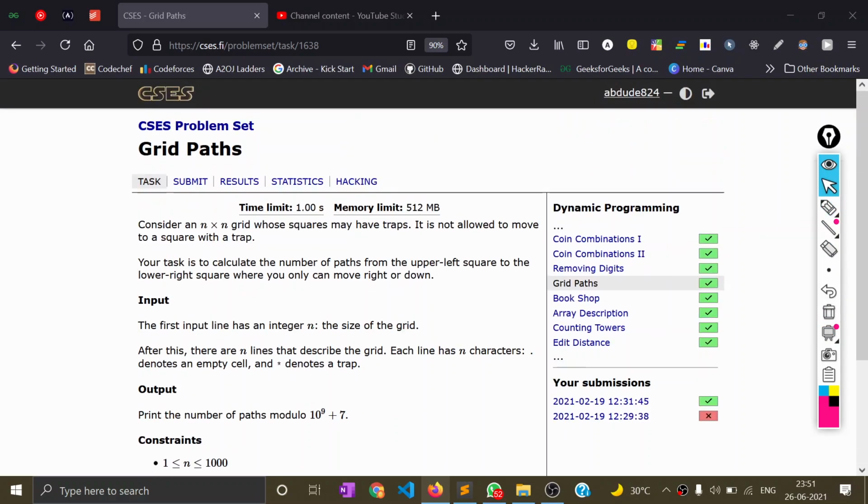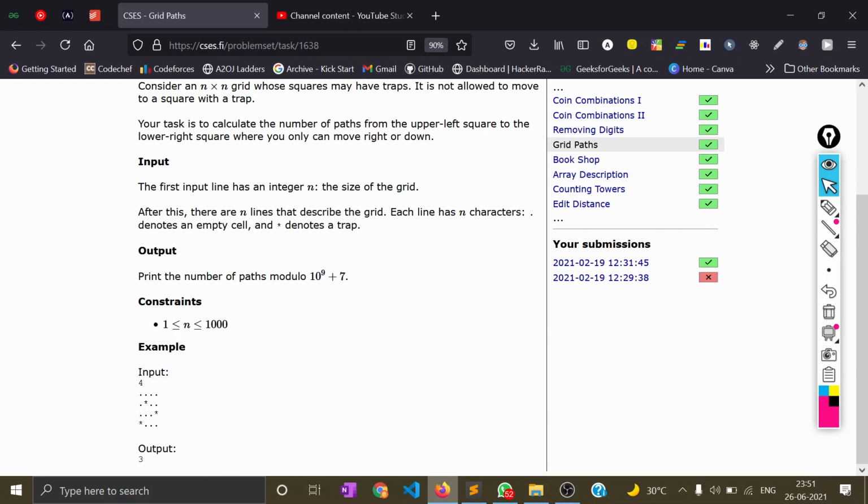The question says that you have been given an n cross n grid in which you have some squares, and those squares may have traps. You have to reach from 1,1 till n,n, and you can move only right or down, right? And you can't step on a trap, because you don't want to step on a trap. So let's consider a 4 cross 4 square.